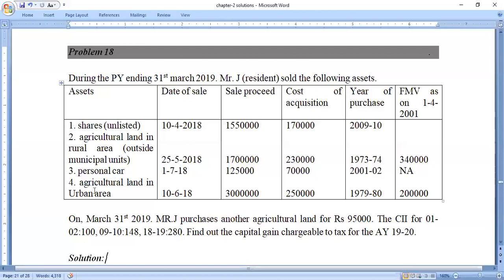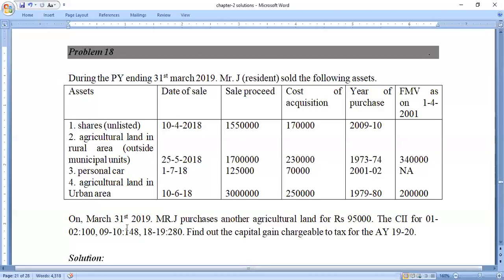Fourth asset, agriculture land in urban area. The date of sale is 10/6/2018. Sale proceeds 30 lakhs. Cost of acquisition 2,50,000. Date of purchase is 79/80, that is before 1/4/2001. So FMV is 2 lakh rupees.